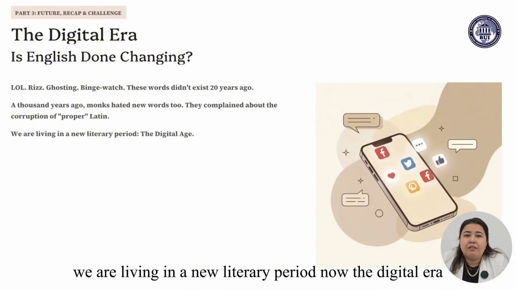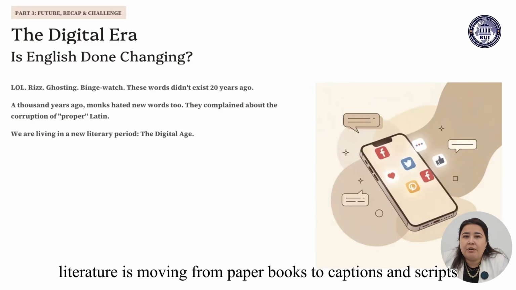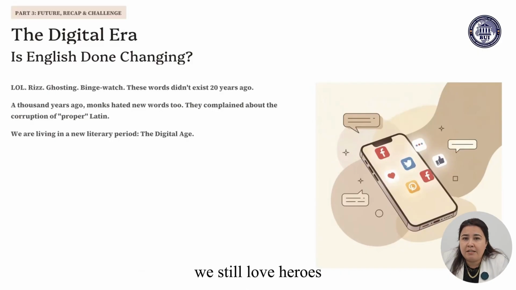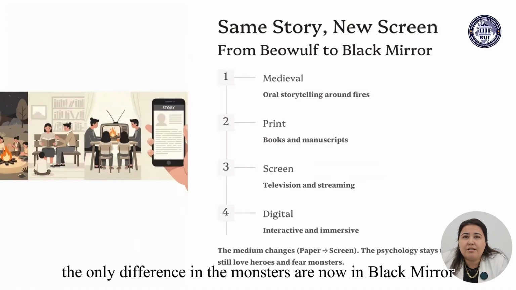We are living in a new literary period now, the digital era. Text is shorter, faster, and global. Literature is moving from paper books to captions and scripts. But the rules of storytelling haven't changed since Beowulf. We still love heroes, we still fear monsters. The only difference is the monsters are now in Black Mirror.